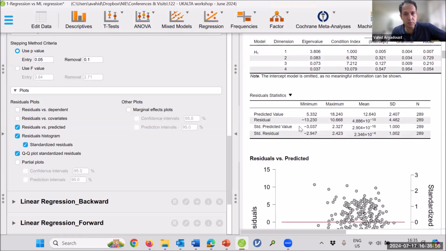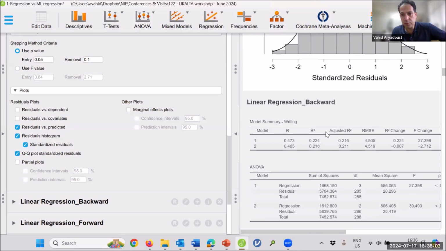QQ plot of residuals. Why is it that the QQ plot is not?